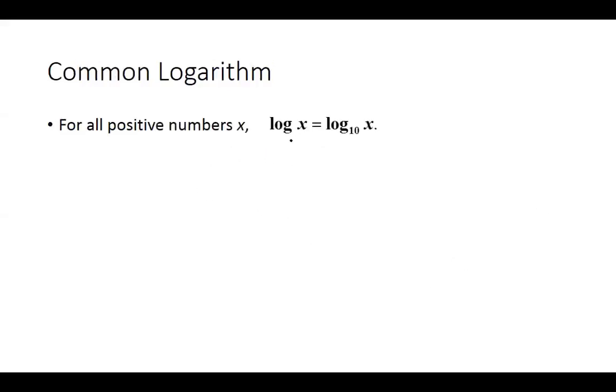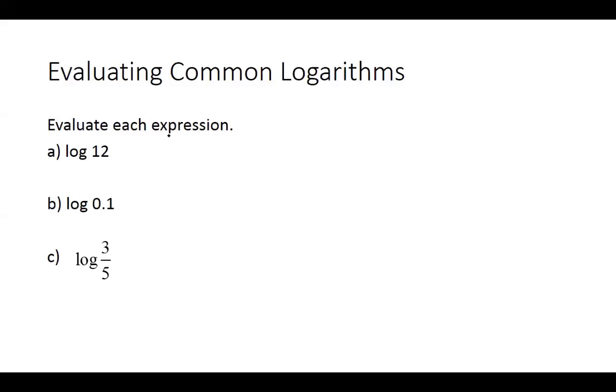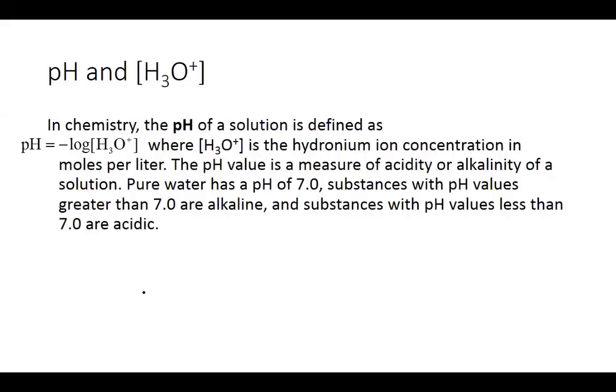So when there is no base here, it's understood that the base is equal to 10. So remember that. If there's no base written here, it is 10, unless we see different numbers. So if you want to evaluate log of 12, or log of 0.1, or log of 3 over 5, for these values, you basically have to use your calculator. Just input the number into your calculator, and you should get these values. It would be a good idea to grab your calculator and see if you can confirm these results using your calculator.